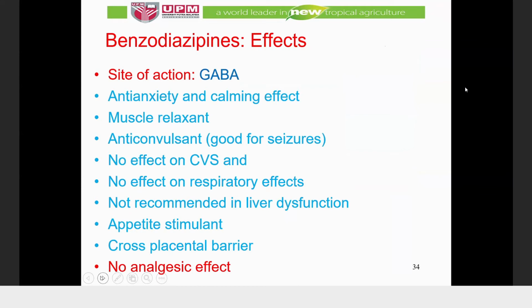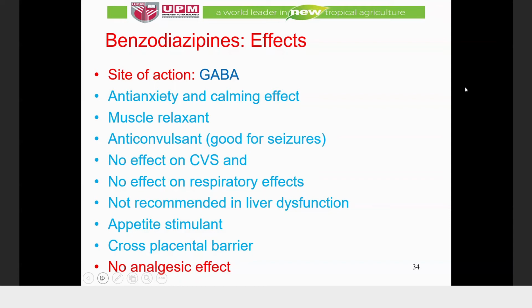How do they work? Their site of action. You remember, I recapped GABA. So their site of action is GABA, gamma aminobutyric acid. And what is it? Who will tell me? I need to listen to you. What is GABA? Gamma aminobutyric acid. Yes, but what is that? Neurotransmitter. Correct. Inhibitory neurotransmitter.